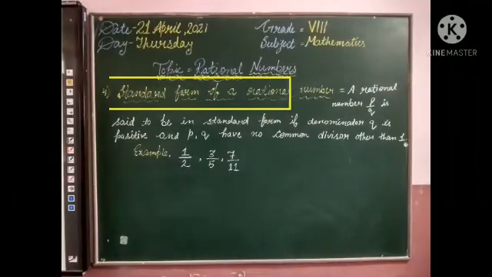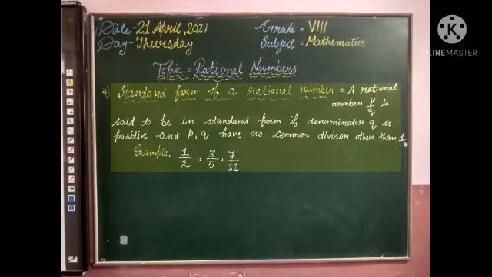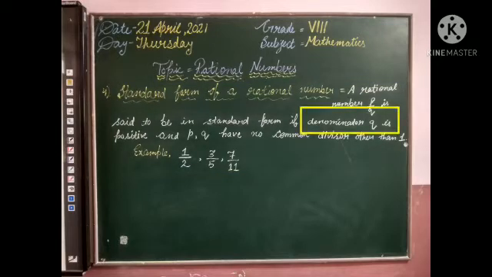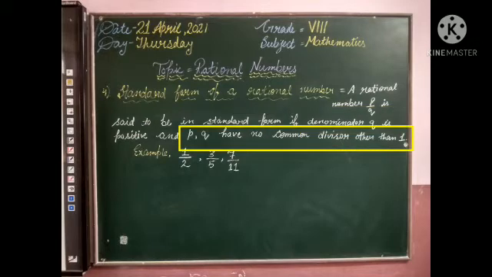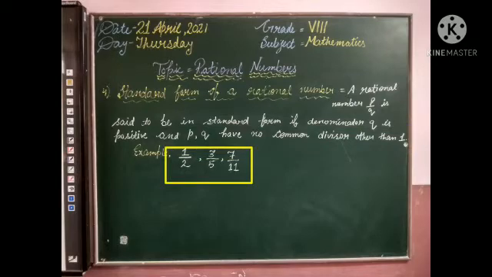Next is the standard form of a rational number. A rational number P over Q is said to be in standard form if denominator Q is positive and P and Q have no common divisor other than 1. For example, 1 over 2, 3 over 5 and 7 over 11. You can see in all these three examples, denominator Q is positive and all these three examples have no common divisor other than 1. So this is called the standard form of a rational number.